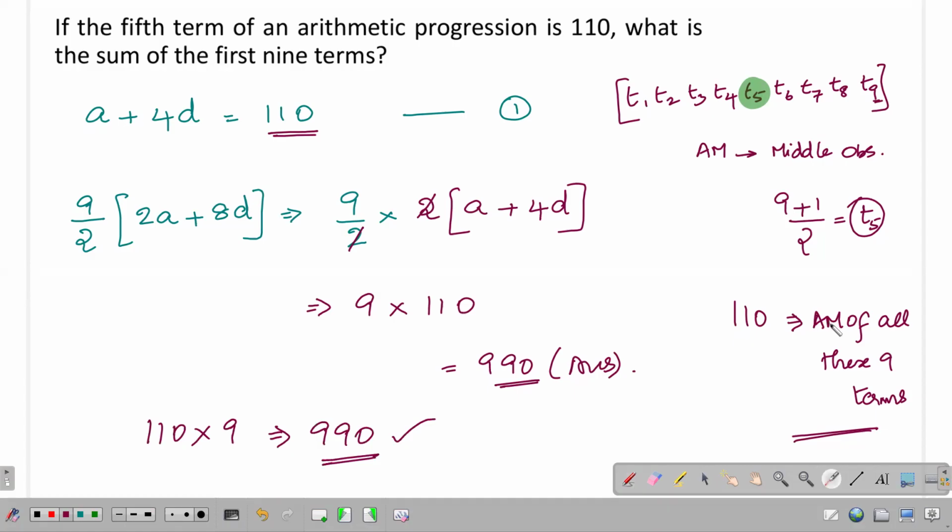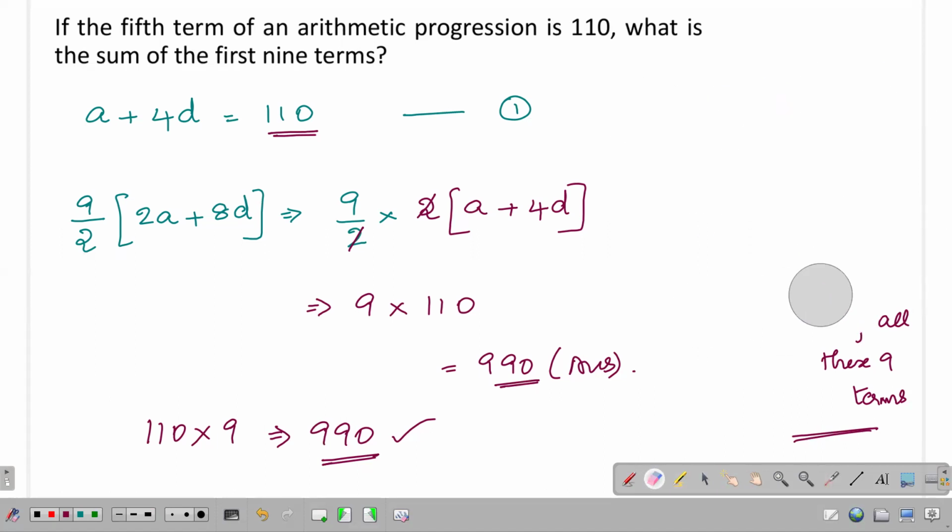You can definitely solve the question using the formulae. But if the numbers are in arithmetic progression, that middle observation itself will be the arithmetic mean of those set of observations. If you have that logic, you may be able to save some time later when you are practicing more and more questions. All right.